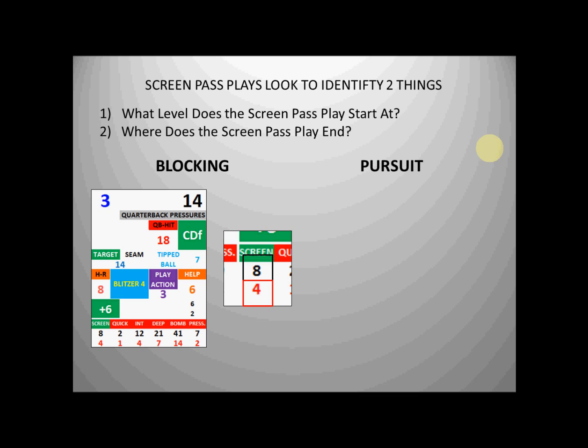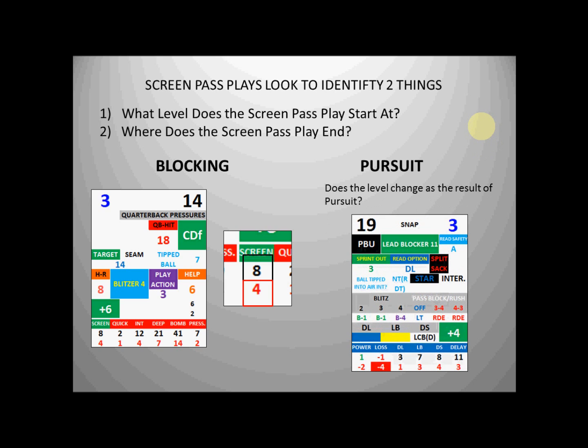When the blocking happens and the defense tries to blow it up, after all that's taken care of, you throw the screen pass. If it's complete, then pursuit takes place. And what you're finding out here is, does the level change as a result of the pursuit? If it does, for example, let's say that the offense blocked well for the screen game, and then the defense tried to pursue it and they weren't able to, then you're going to add. So you would add 8 and 4 together, and a total gain on the play, barring some sort of breakaway, would be 12.